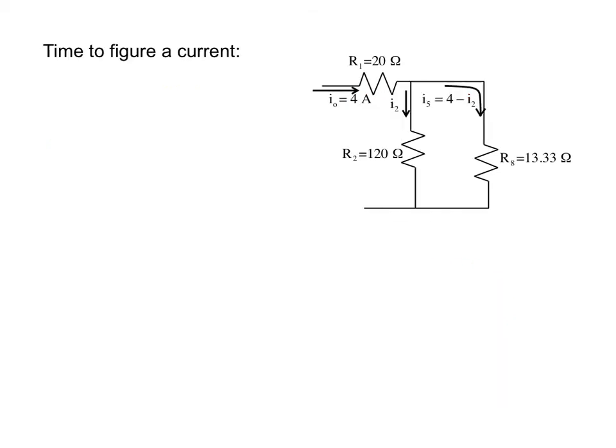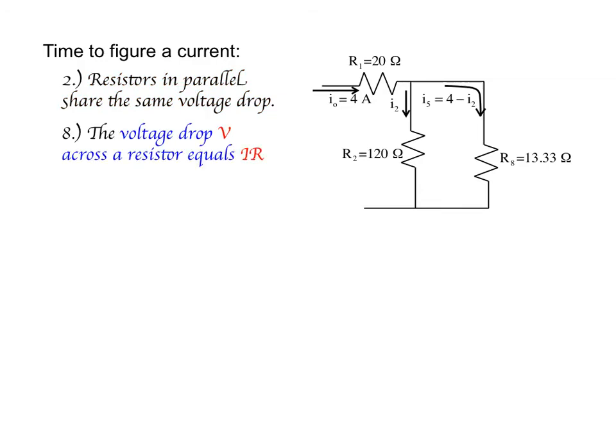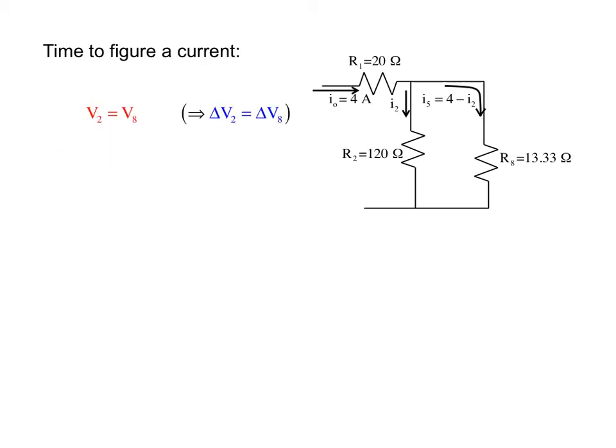So now it's time to try to figure out some of the other currents. So one of the other tools you have is the fact that resistors in parallel, this resistor is in parallel with this one, will have the same voltage drop across them. And you know the voltage drop across a resistor is equal to the current through the resistor times the size of the resistor. So here we go. Voltage across resistor 2, which I'm calling V2, equals the voltage across resistor 8, which I'm calling V8. These are really delta V's, although they usually aren't written that way. So you just need to be aware this is actually a voltage difference across the resistor.